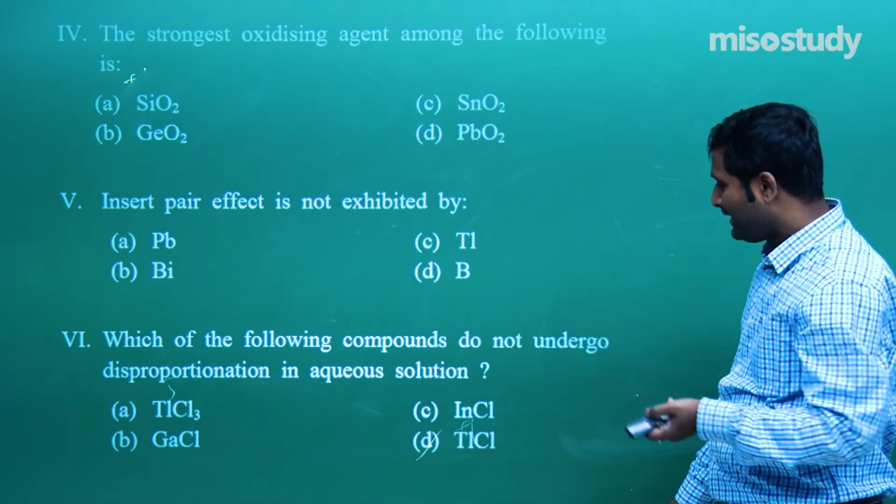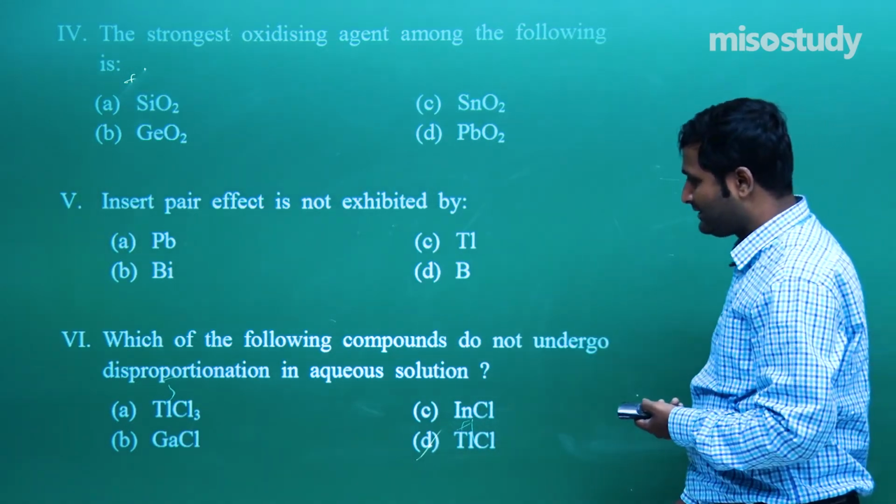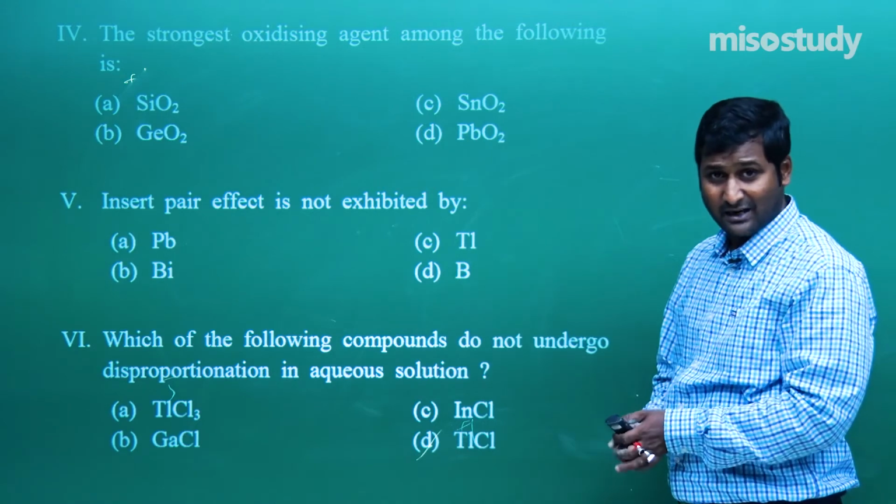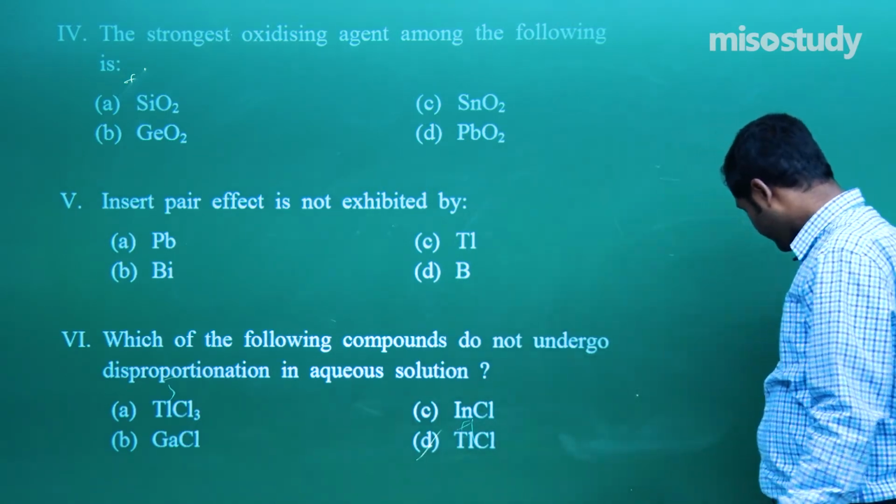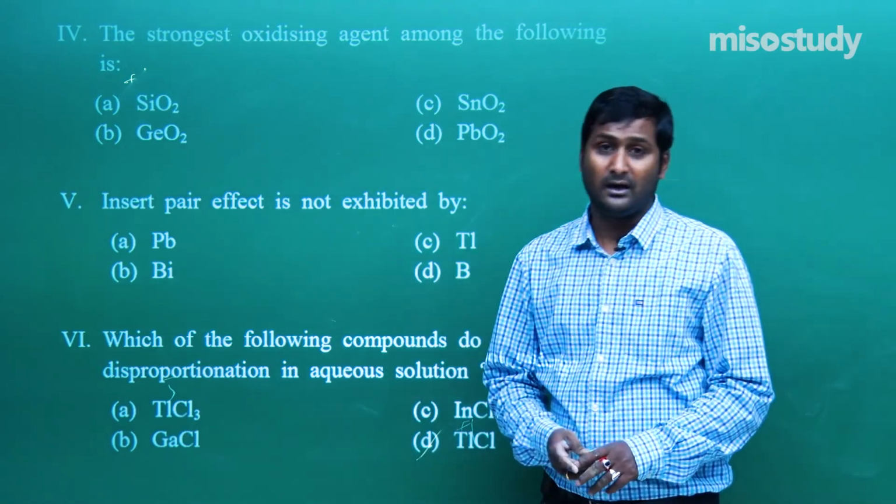Here are the A and D options, TlCl3 and TlCl. Clear, friends? So this is the last question of today's lecture.